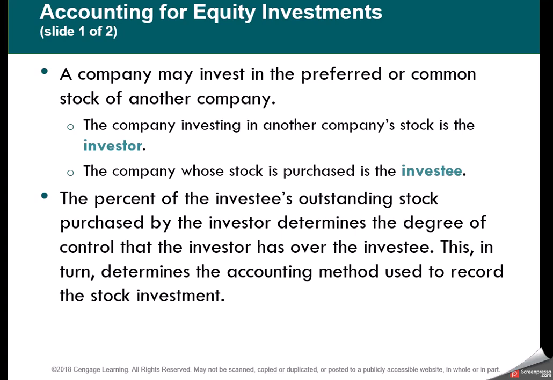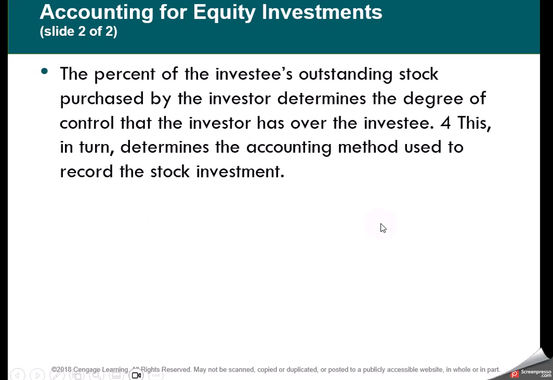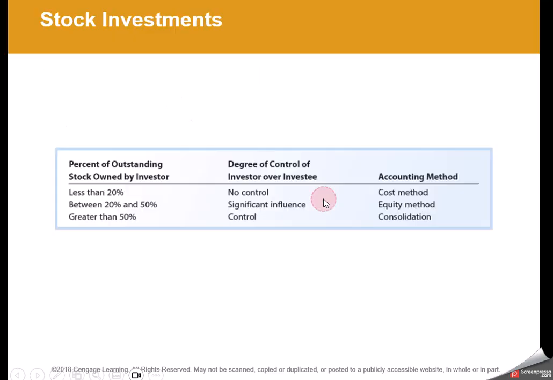Then we get into investments. So we, again, as a corporation, can invest in another company's stock. So we are the investor, and the company that we are investing in becomes the investee. And it all depends on how much of the stock that we buy to determine how we account for that investment. So again, we'll look at it from the level of what percentage and what degree of control we have. So here's a nice little graph of it.